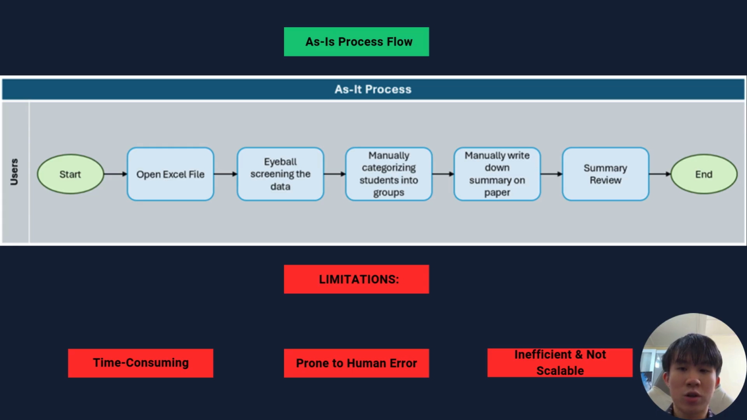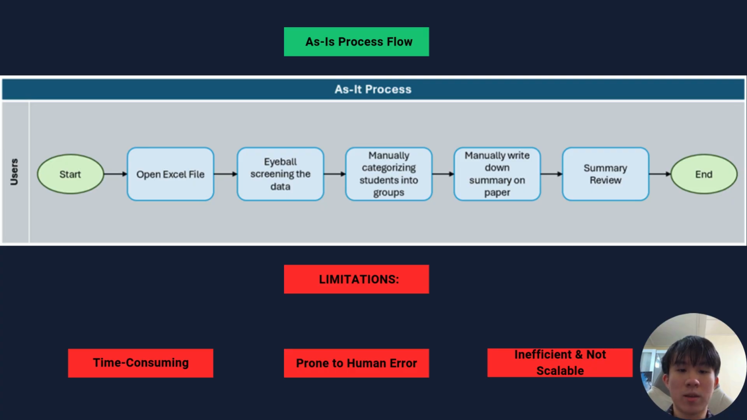Hi, my name is Jonathan and I'll walk you through the current AS-IS process. First of all, the process begins with users opening the Excel file that contains the raw data. This is then followed by users manually screening the data, visually going through the information to understand its content. Next, users will manually categorize students into different groups based on their observations from the raw data. After that, summaries and outputs are manually written down on paper, which adds another layer of manual effort to the process. Lastly, the written summaries and outputs will undergo a review to conclude the process.